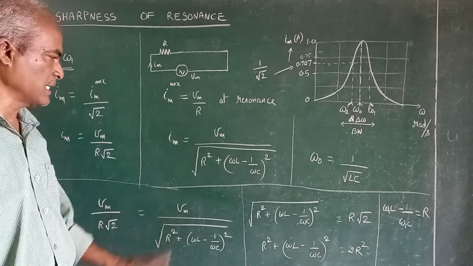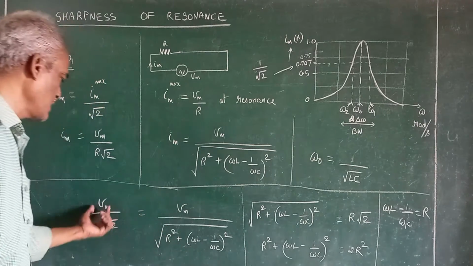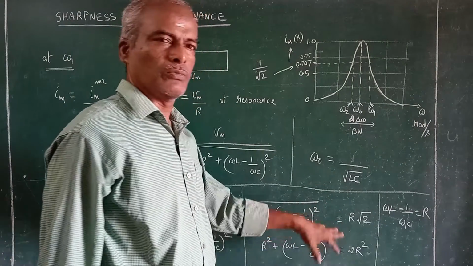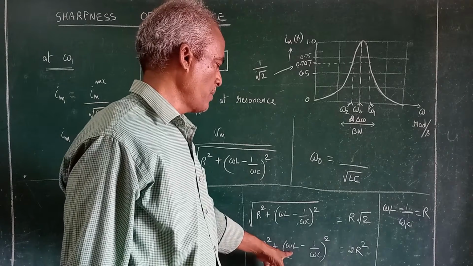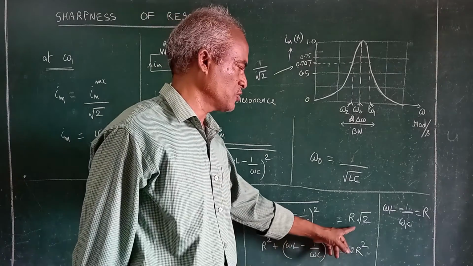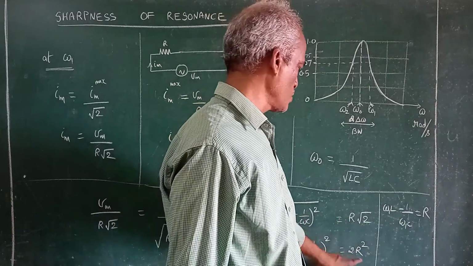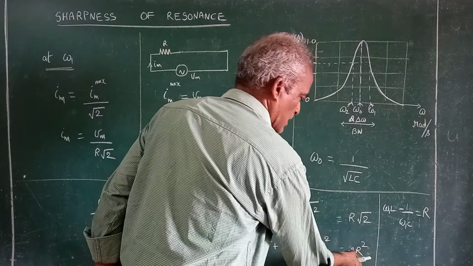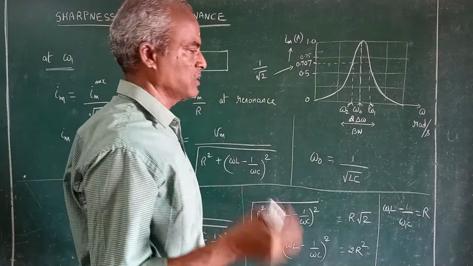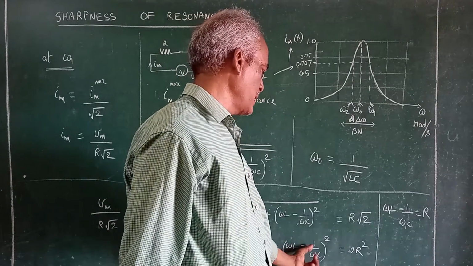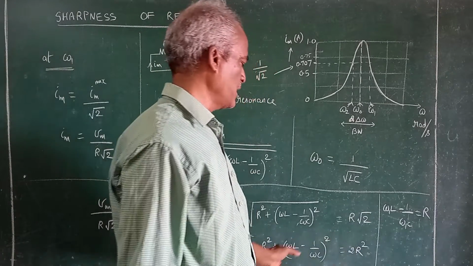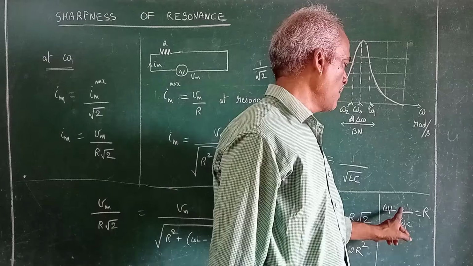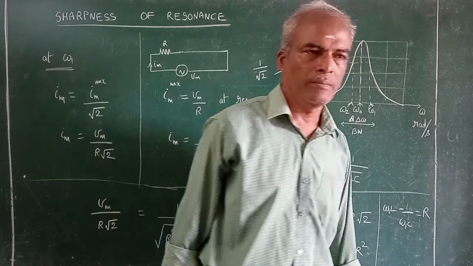So V_m gets cancelled. You bring this term this side and that term to the other side. Now squaring both sides, you get R square plus (omega L minus 1 by omega C) the whole square on one side, and root 2 squared is 2, so 2 R square on the other. Now bring this R square to the other side: 2R square minus R square, which is R square, equals (omega L minus 1 by omega C) the whole square. Now take the square root on both sides, and you will have R is equal to omega 1 L minus 1 by omega 1 C.